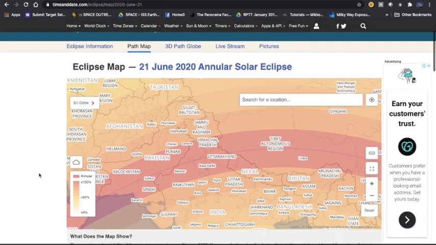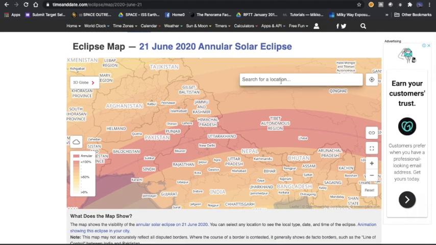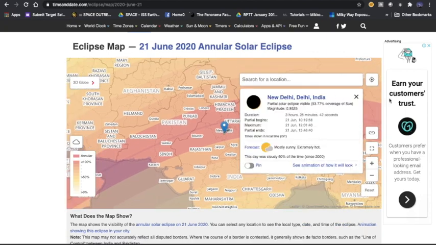This is the website where you can specifically search for a location. Suppose I live in Delhi, so I will just search for Delhi and press enter, and it will tell me the duration. See, Delhi is not passing through the pink line. Can you see this dark pink line, everyone?